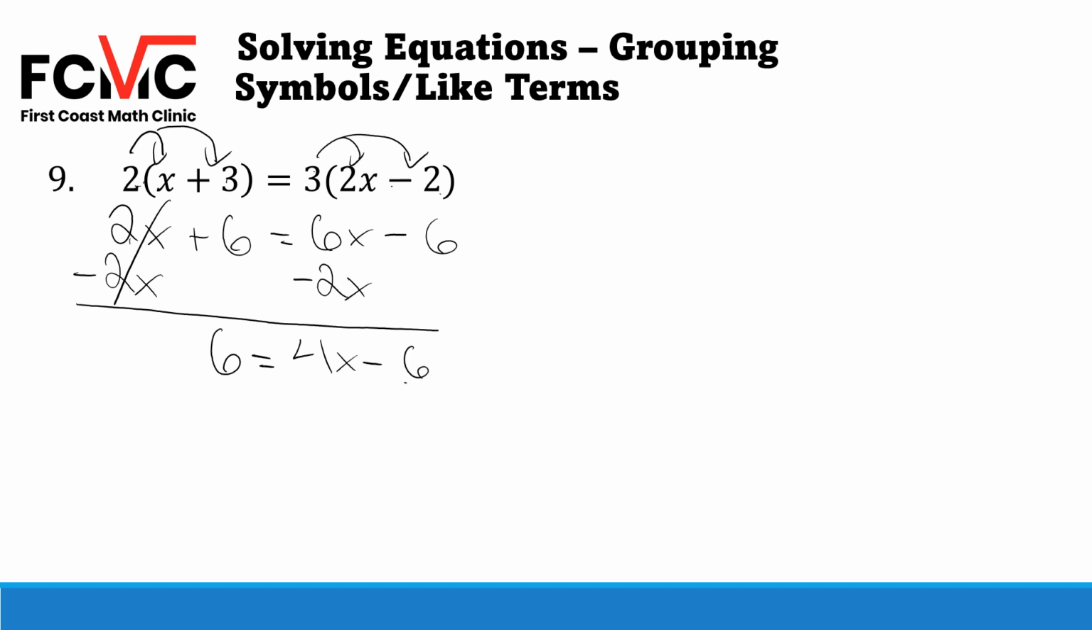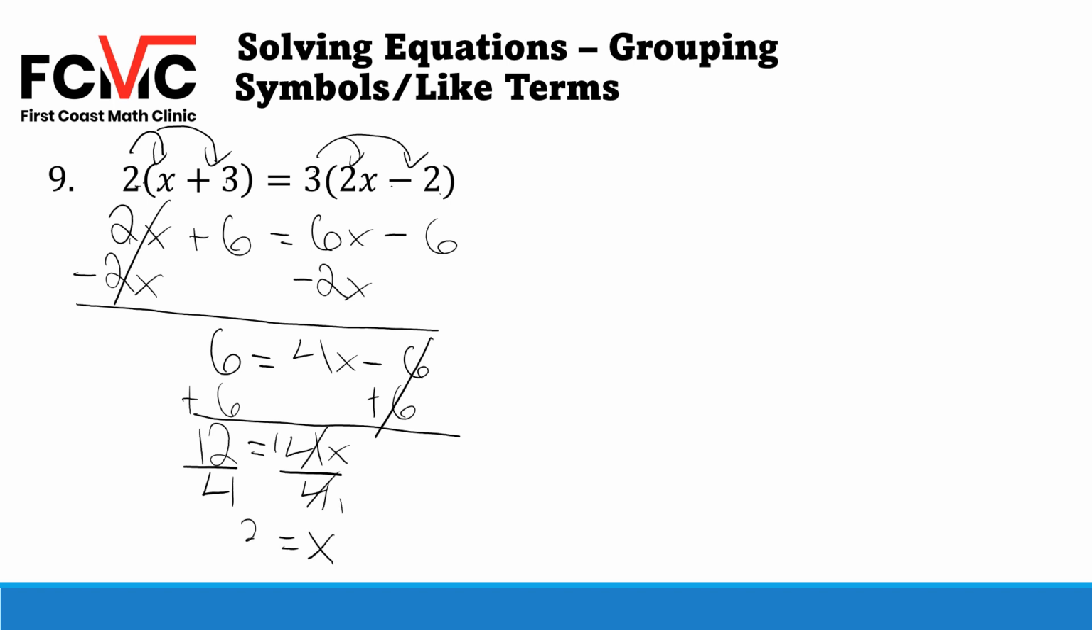Let's move this 6 to the left. So let's add 6, add 6. So the 6's cancel out. Negative 6 plus positive 6 is 0. So we'll get 12 equals 4x. Now let's get that x by itself. Divide by 4, divide by 4. 4 divided by 4 is 1 and 1. We don't need the 1s. So we'll get x equals 3 as our answer.